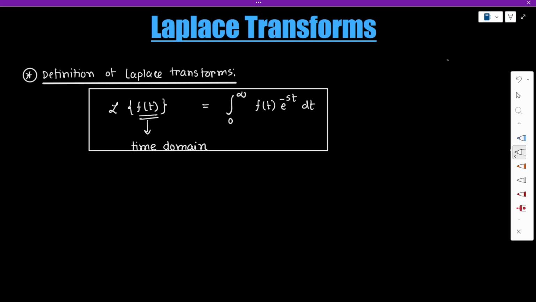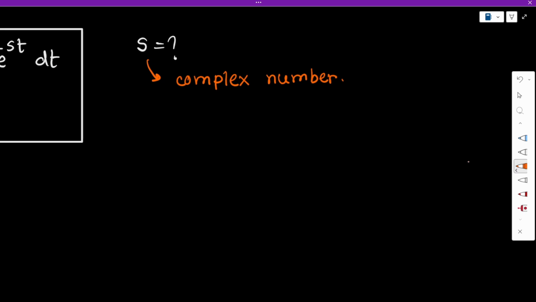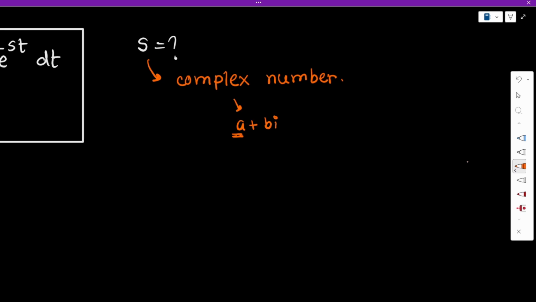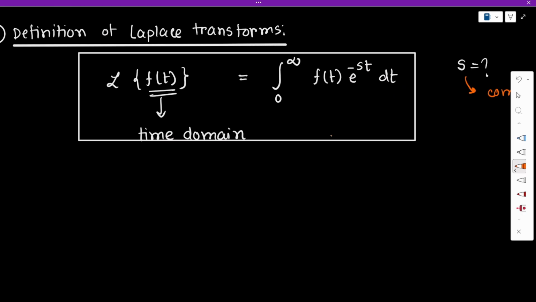Okay, so now let's break this definition up into pieces. First of all, what is S? Here, S is nothing but a complex number. We all are familiar with complex numbers, I hope. So basically, S has a real part and an imaginary part. This is the real and this is the imaginary part. So S is just a complex number which has a real part and an imaginary part. That's it, and so our definition looks something like this.